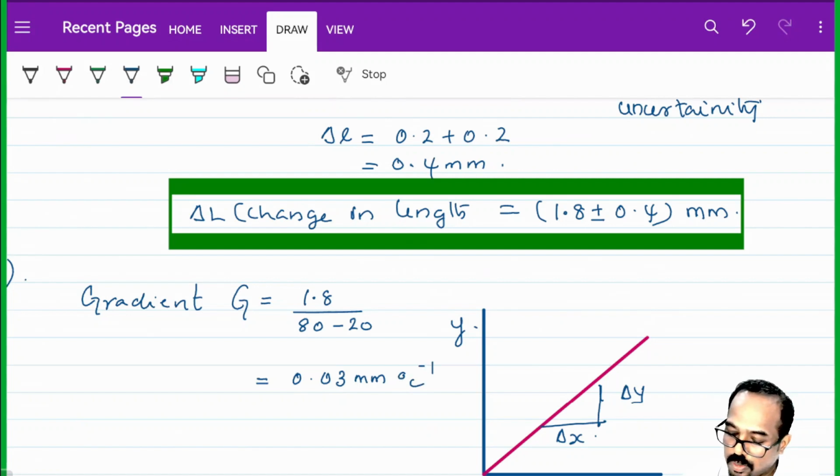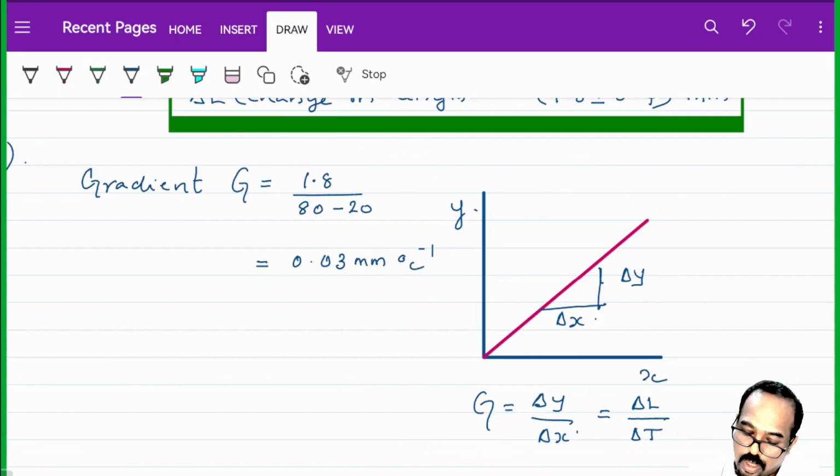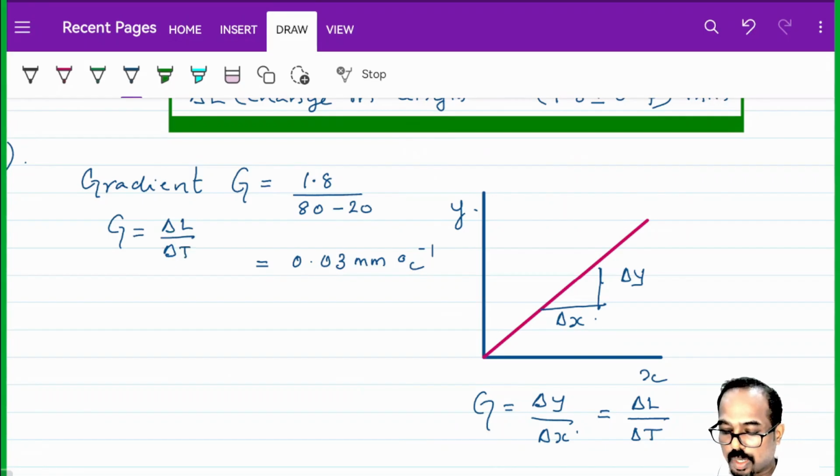So you got the values now. What is that? G. How will you calculate that one? Delta L by delta T. First part you got. What is the value for gradient? So you got the gradient as 0.03 mm per degree Celsius. Now what is the next step? Uncertainty you need to find out, right? So uncertainty.